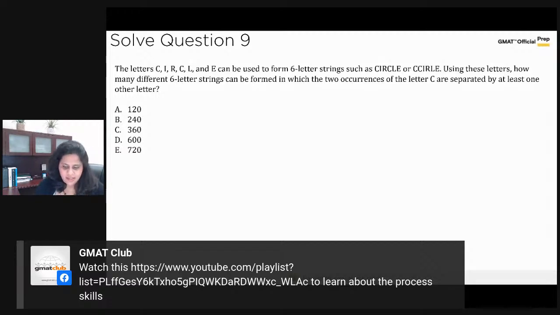Okay, so now this is another question. The correct answer over here is choice B. And in this question also, what we are doing is we will be utilizing our visualize process skill.